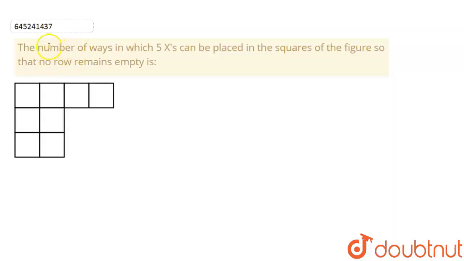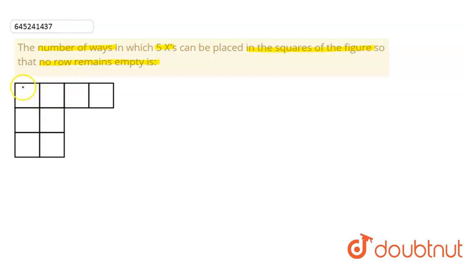So this is the question: the number of ways in which 5 x's can be placed in the squares of the figure so that no row remains empty is. So this is my figure. For your better explanation, I would be using 3 pens, and there are 3 rows, so there would be 3 cases. So I'll make you assume the number of cases, and then I'll write each case one by one. So let us assume case 1, where we write x in 3 rows.